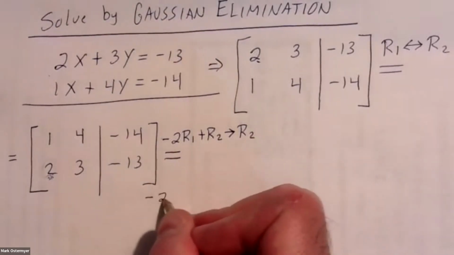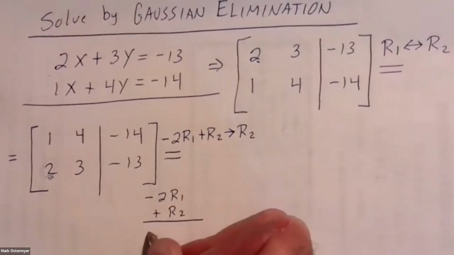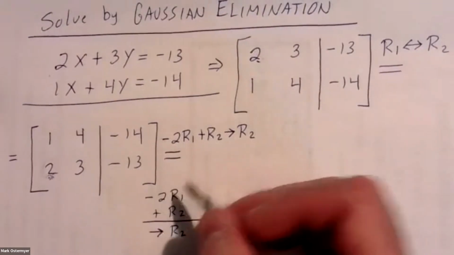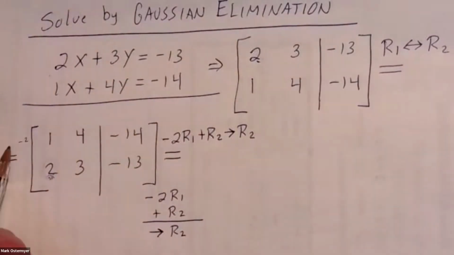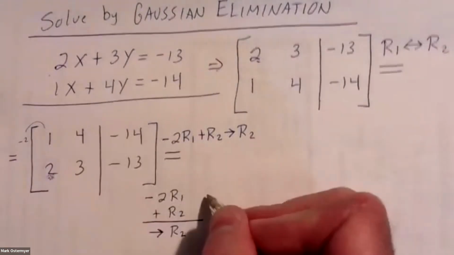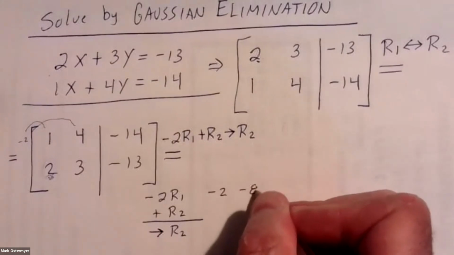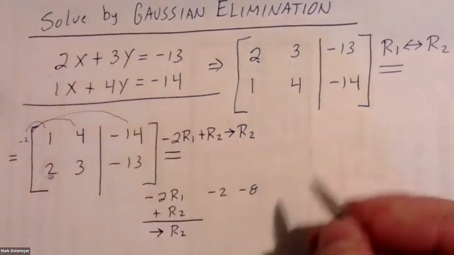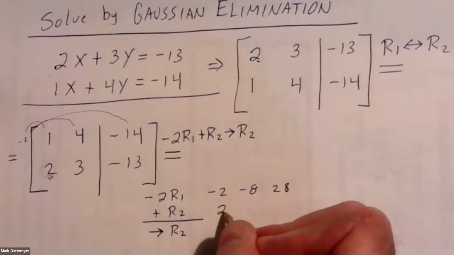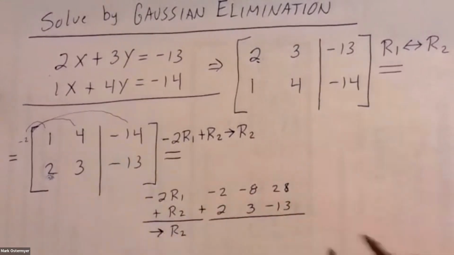So I'm going to take -2 times row 1. To that, I'm going to add row 2 to produce a new row 2. I like to put a little -2 outside here next to row 1. Now this -2 is going to get multiplied into all these entries. What's -2 times 1? -2. What's -2 times 4? -8. What's -2 times -14? 28. Underneath there, we slide row 2: 2, 3, -13. Now we add these elements together.